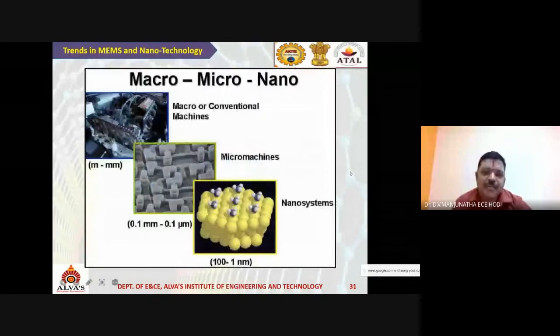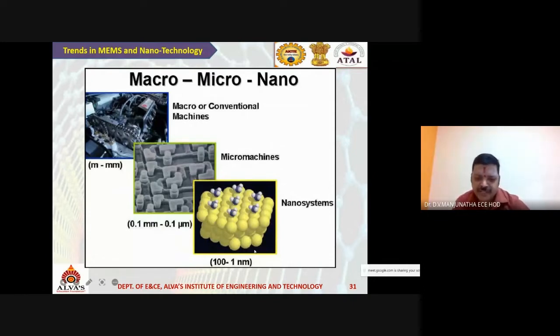Coming to macro, micro, nano, what are the differences? Macro are conventional machines. You can see a lot of machines in your car or anywhere, which are of the size of meter to millimeter, right? Micro machines, in mechanical terms, we call them micro machines, 0.1 millimeter to 0.1 micrometer. A lot of miniaturization happens from this big system to small micro machines. And nano means 100 to 1 nanometers. So these are nanosystems, right?